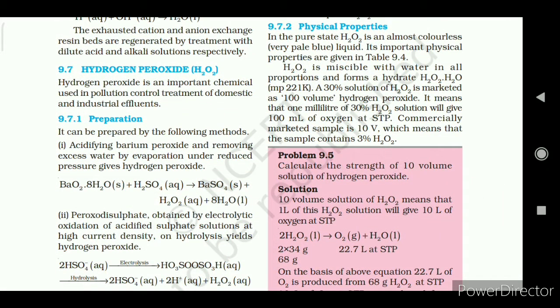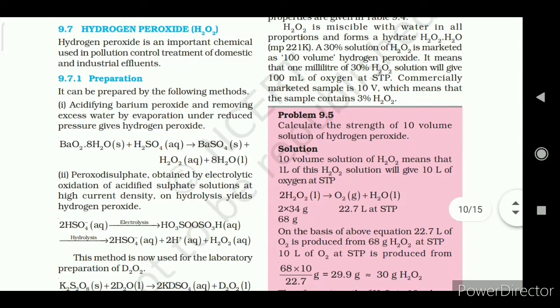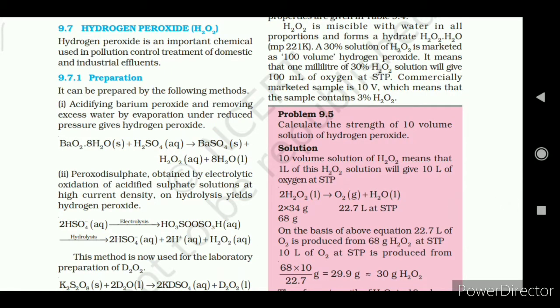Problem 9.5. Calculate the strength of 10 volume solution of hydrogen peroxide. 10 volume solution of H2O2 means that 1 liter of this H2O2 solution will give 10 liter of oxygen at STP. On the basis of our equation, 22.7 liter of O2 is produced from 68 gram of H2O2 at STP. 10 liter of O2 at STP is produced from 68 into 10 upon 22.7 gram, which is almost equal to 30 gram of H2O2. Therefore, the strength of H2O2 in 10 volume H2O2 solution is equal to 30 gram per liter or 30% of H2O2 solution.